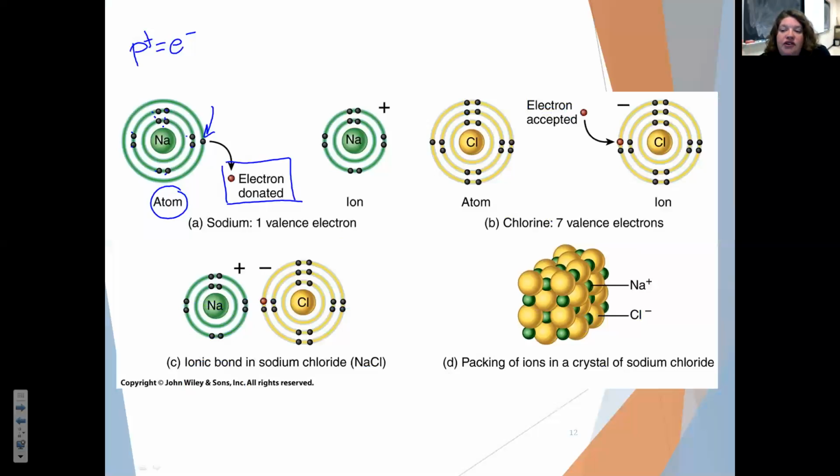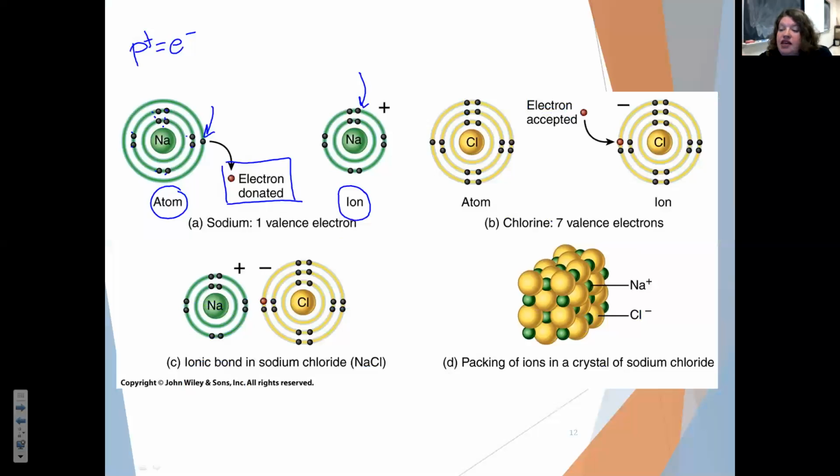Its new outer electron shell has 8 electrons in it, and it's much more stable. So sodium has converted from an atom to an ion by losing its electron. It's actually more stable in this ionic charged form than it ever was as an atom.